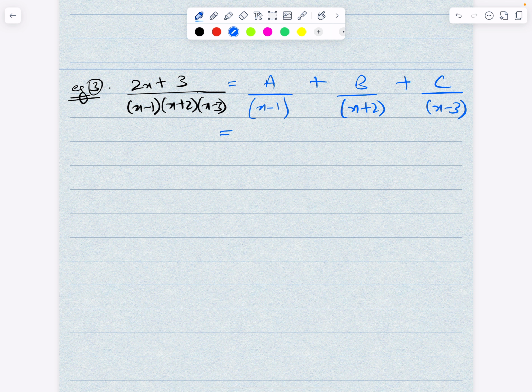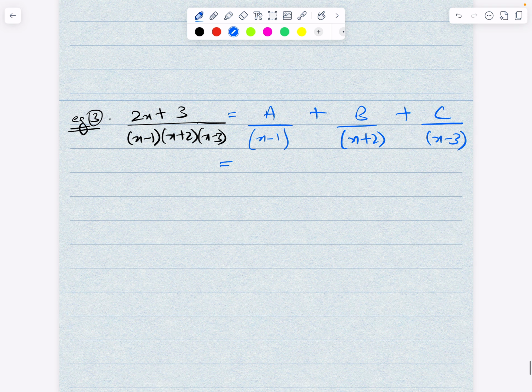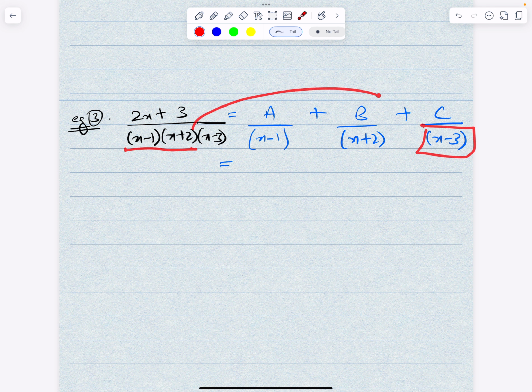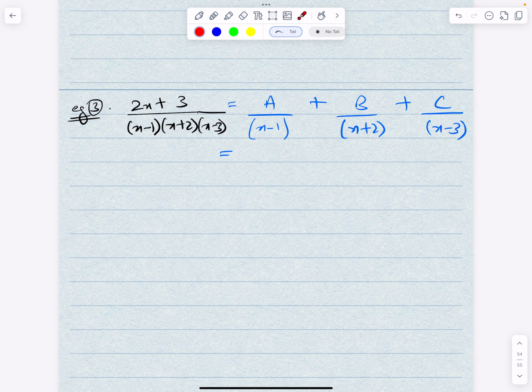Now I need to cross multiply. And when you're cross multiplying, the only thing you have to compare is, let's say for example, this fraction: what does this fraction not have? So this fraction does not have (x + 2) and (x - 3). I'll multiply both these with this. This fraction does not have (x - 3) and (x - 1). I'll multiply this. And this fraction will only be multiplied by this, since these two do not exist. Consequently, I'll have something like this.